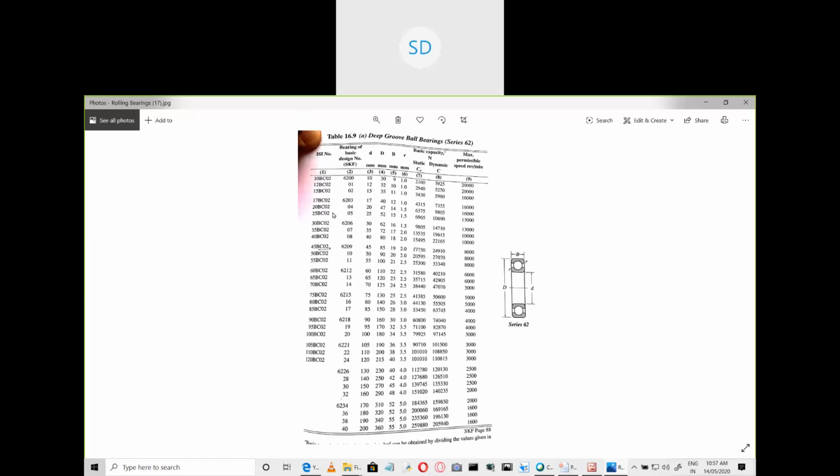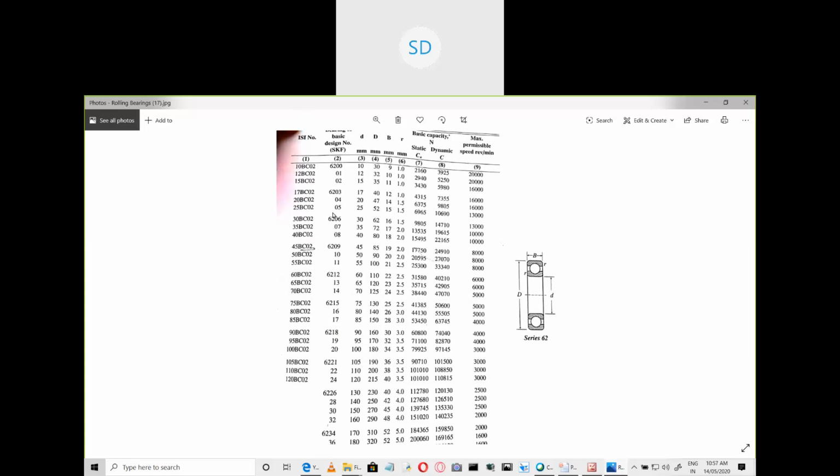Here in the design data handbook, the data you have for these rolling bearings is from SKF bearings. It is a standard company, manufacturers of different types of bearings. All these data are related to SKF bearings. Now 45 BC02, 50 BC02. These are the series and these are the specifications according to standards.